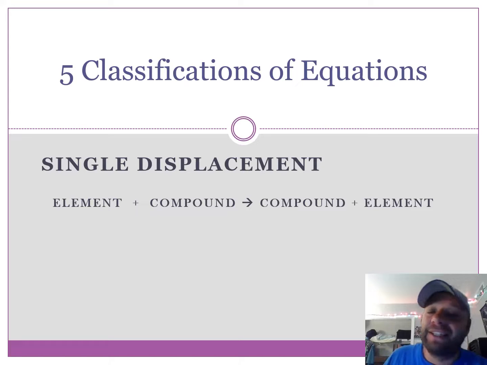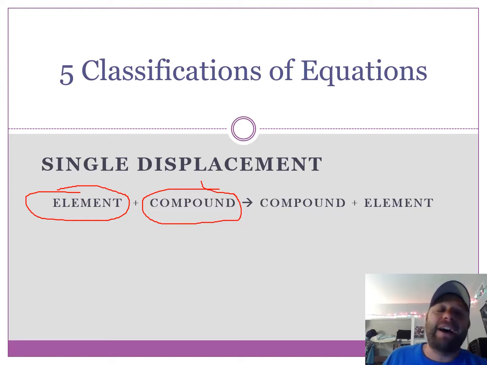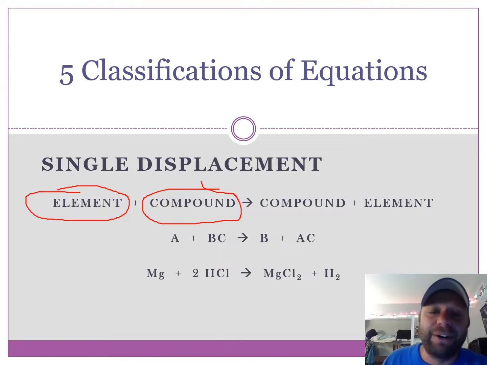So real quick, we've got single displacement reactions. That's when a singular element reacts with a compound, and that element takes the place of a part of that compound to create a new compound, and then the element that it traded out for becomes by itself. This is way easier to show just by showing you an example.